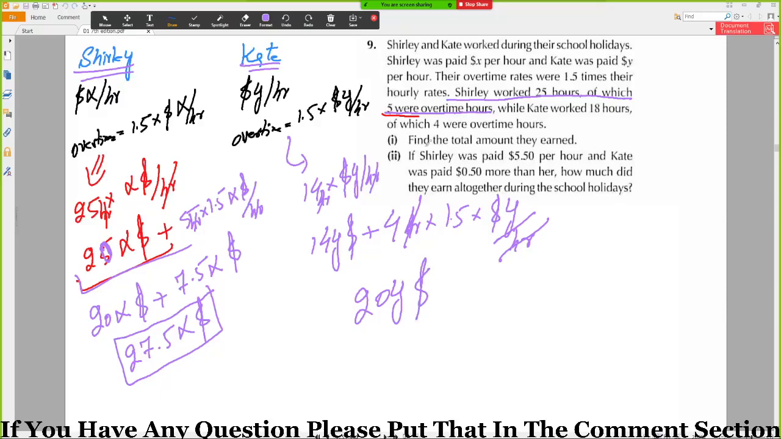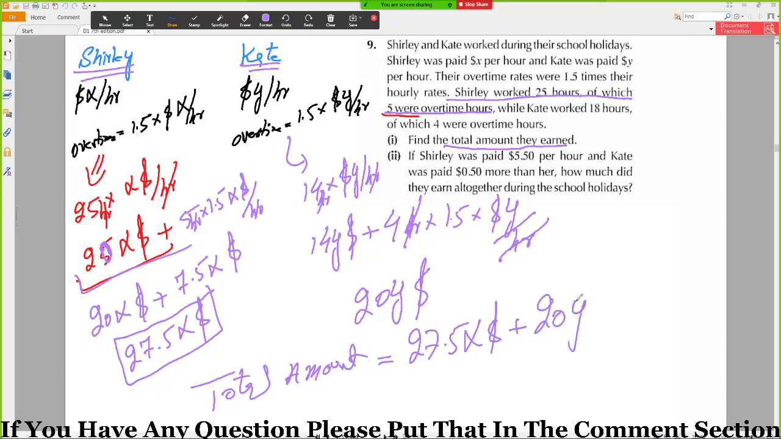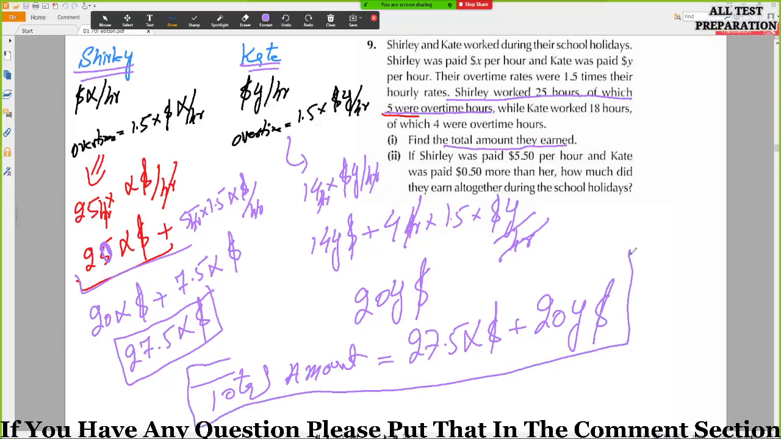So we need to find the total amount they earn. So what will the total amount be? The total amount they earned is 27.5 x US dollar plus 20 y dollar. So this will be the final answer.